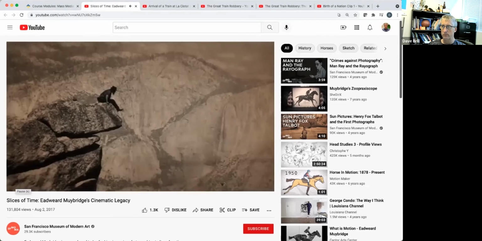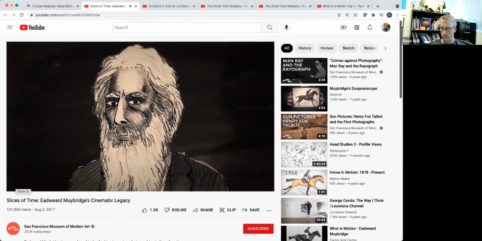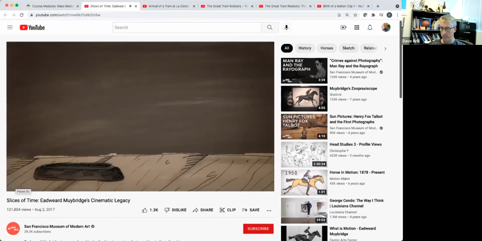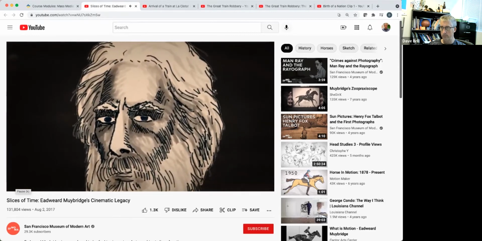The attorney introduced pictures from Yosemite, showing Muybridge perched at a precarious height, as evidence of the photographer's questionable mental state. The jury pronounced Edward Muybridge not guilty and not mad.